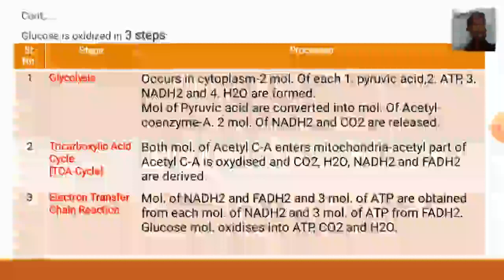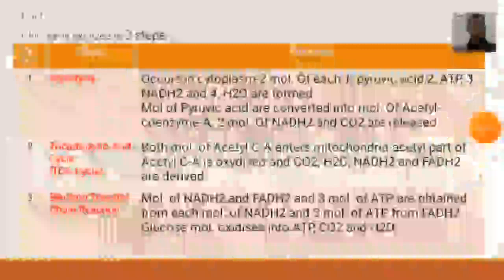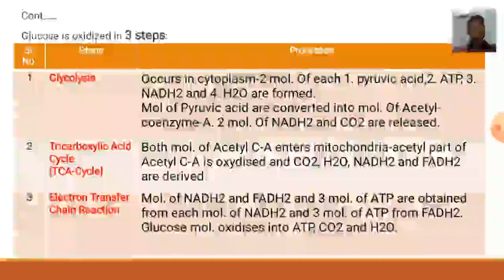In the previous video, we studied the process of glucose oxidation. We studied this process of glucose oxidation in three steps, in short. The glucose is oxidized in three steps.